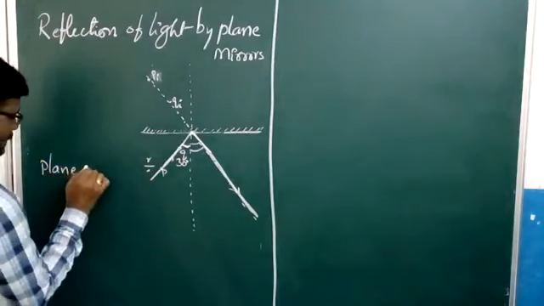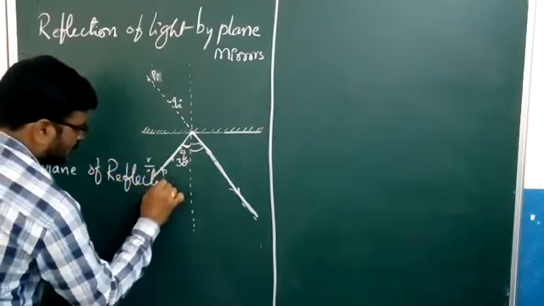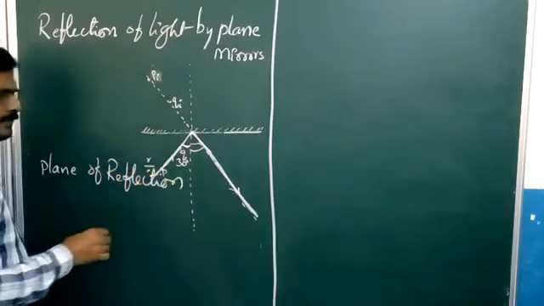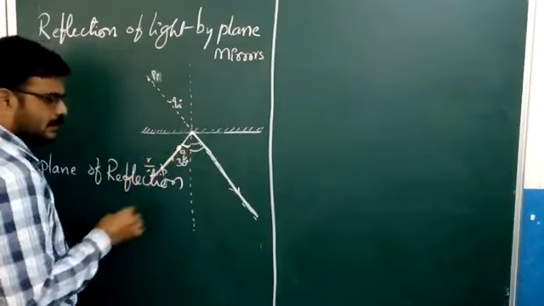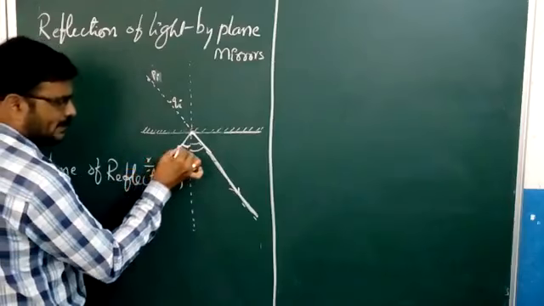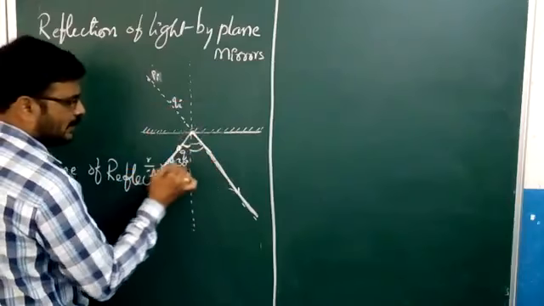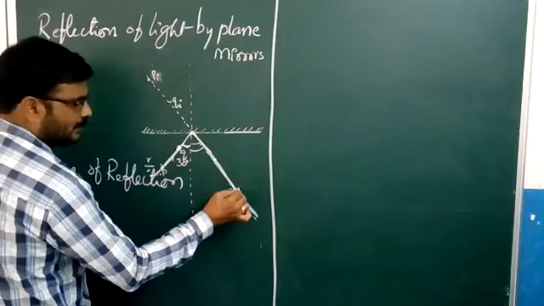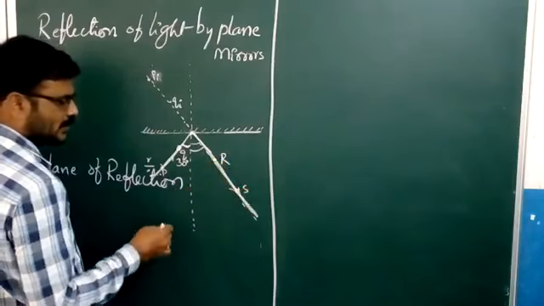Plane of reflection. Plane of reflection means what? Generally, when we are putting the P and Q over here, let us say this is P and this is Q, then you will be getting, okay, let us say R and S are the 2 other pins that you have placed over here.